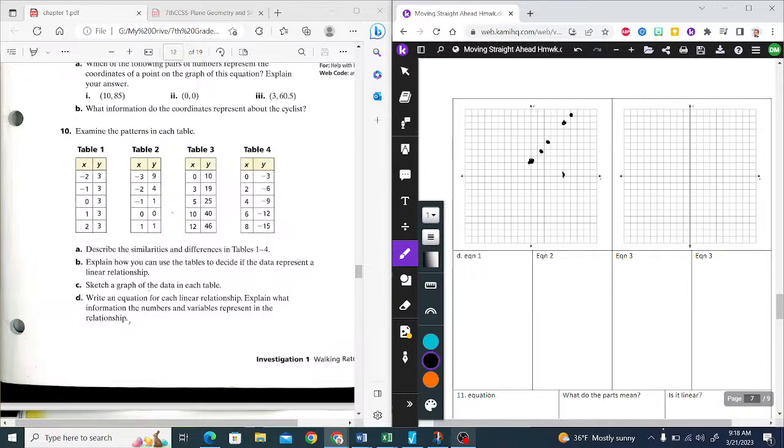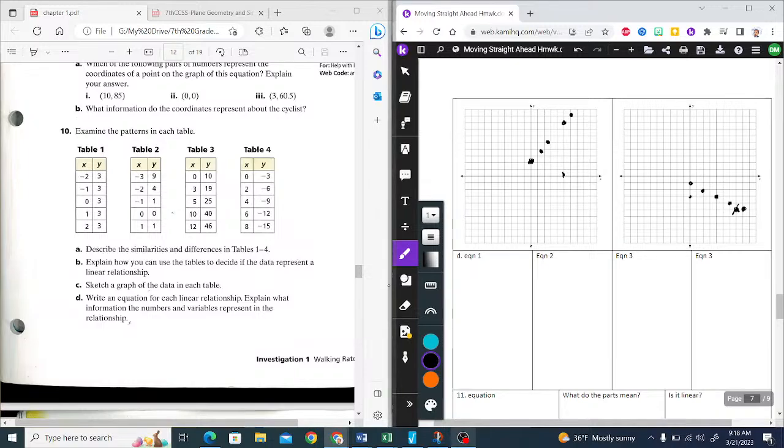This one's a little scary. We'll have to talk about that. And then number 4. Number 4 is 0, -3. Well, I'm going to go by 3. 0, -3, 2, -6, 4, -9, 6, -12, and 8, -15. Oh, oops, 8, -15 is right there, not that point there.